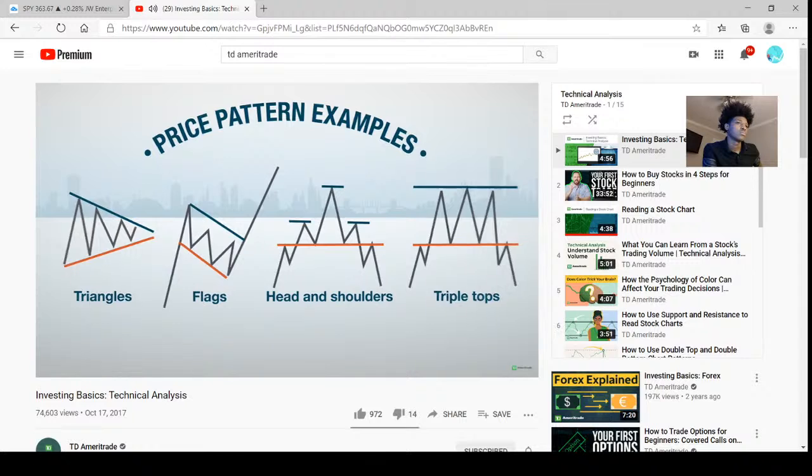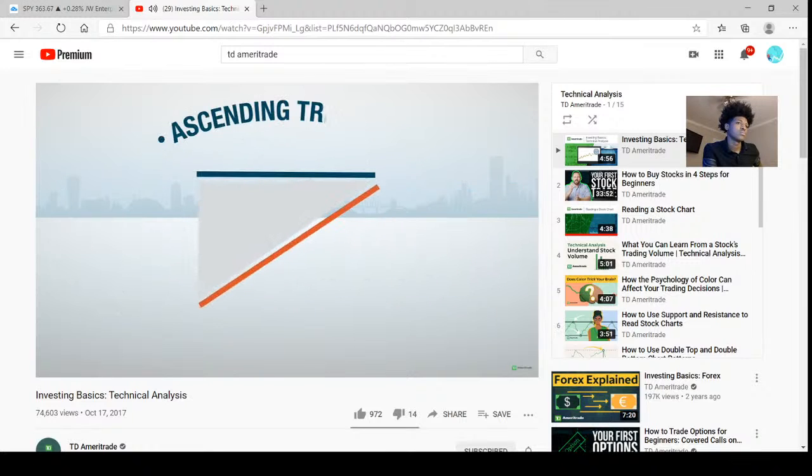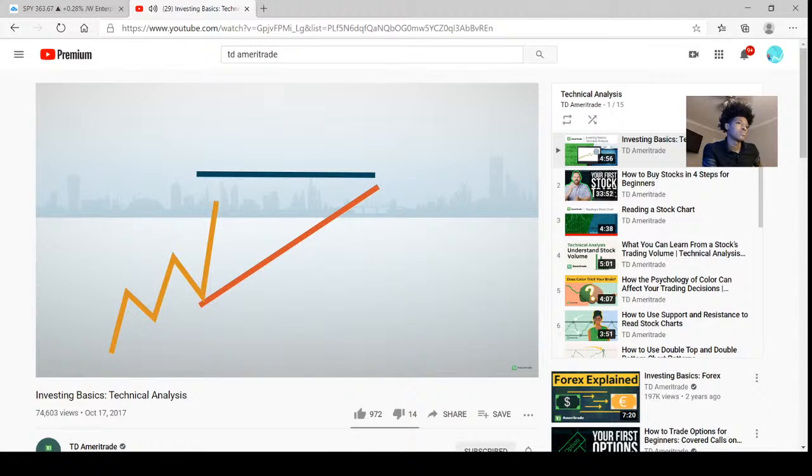Let's look at an example. This is called an ascending triangle, and it forms when a stock's highs are hitting resistance, while its lows are steadily rising. Some investors might interpret the narrowing between the highs and lows as a signal that the stock's about to break through resistance. If it does, the stock's price is expected to rise in value right after the breakout.